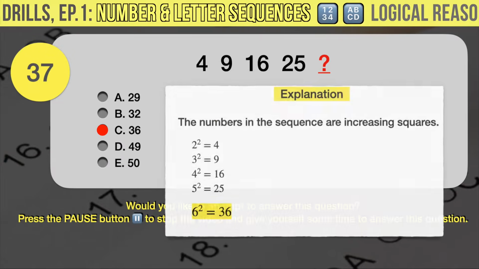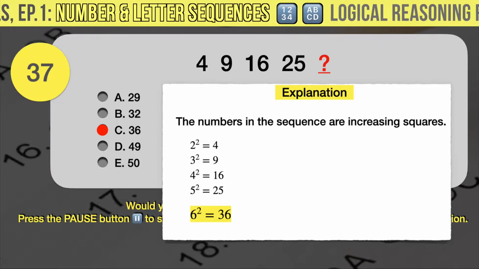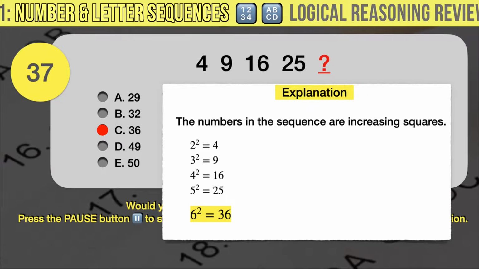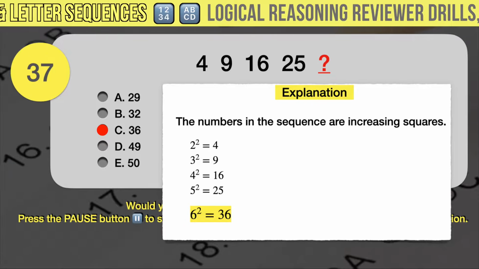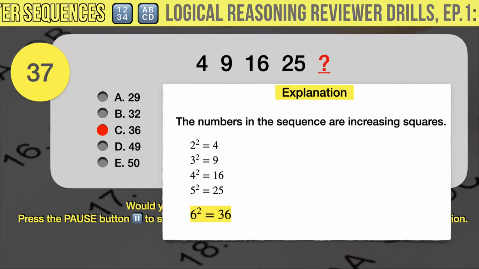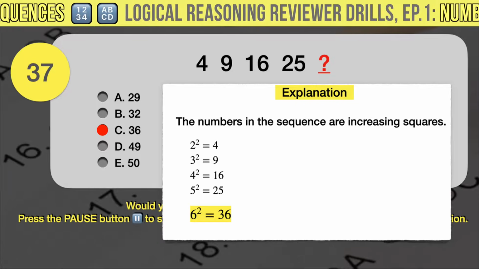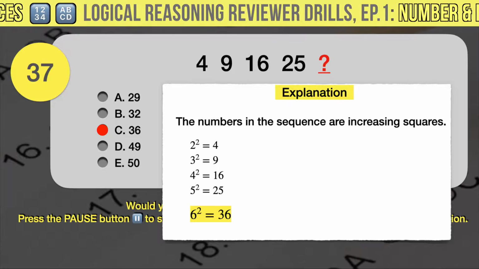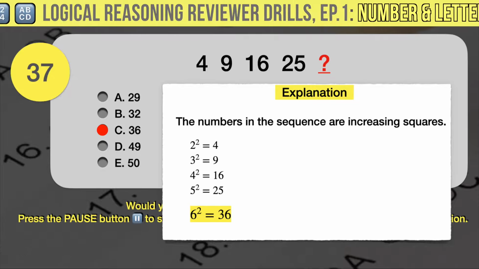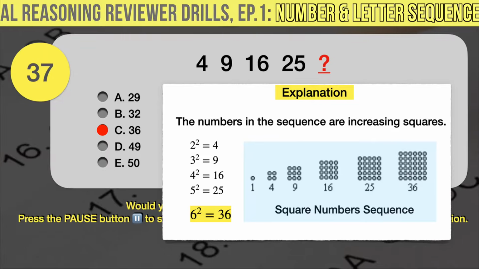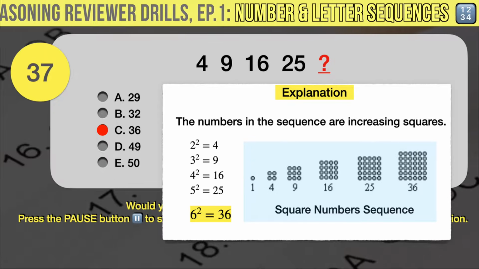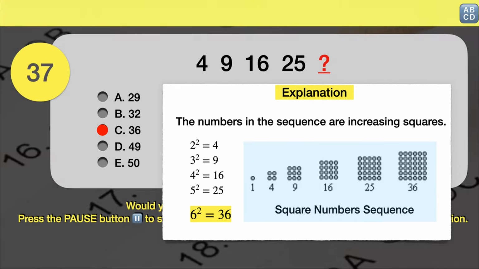36. The numbers in the sequence are increasing squares. That is, 2 squared is 4, 3 squared is 9, 4 squared is 16, 5 squared is 25. Therefore, the next number in the sequence should be 6 squared or 36. Incidentally, and quite interestingly, this is also a special mathematical sequence known as a square numbers sequence. Pictorially, the square numbers can be represented as shown.